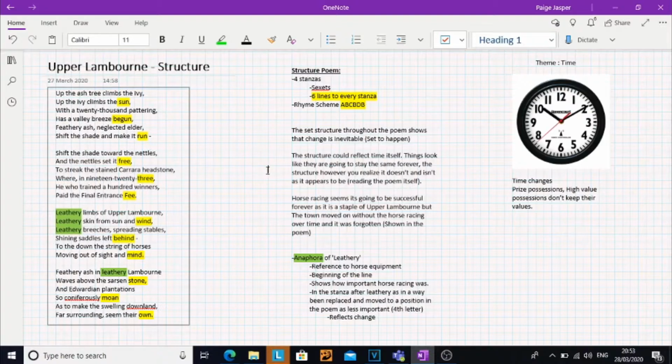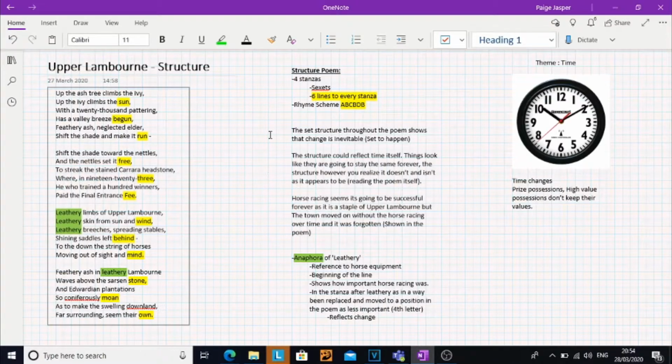So if we look at the structure of the poem, we have a 4-stanza poem, each a sextet, which is 6 lines to every stanza. And it follows an A, B, C, B, D, B rhyme scheme all the way through the poem. As you can see, I have highlighted every B in the rhyme scheme so you can see how it continues throughout the poem. The set structure of 6 lines to every stanza and the rhyme scheme shows that change is inevitable. So the structure could reflect time itself.